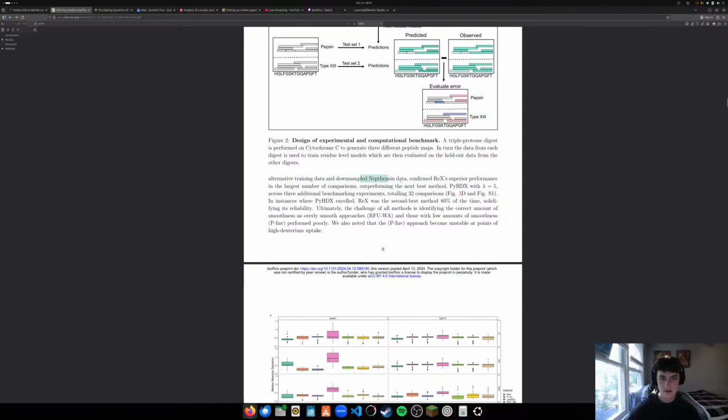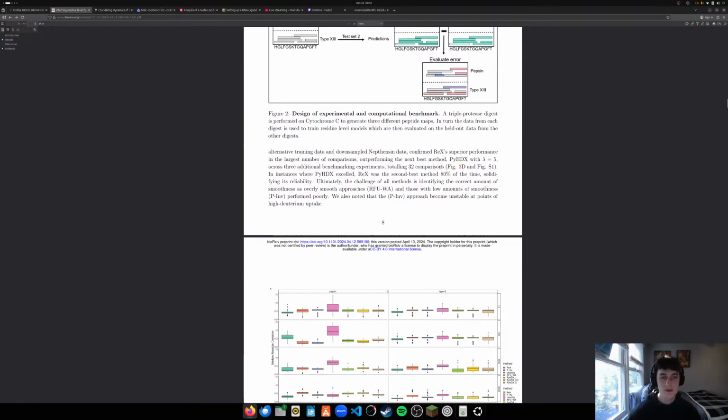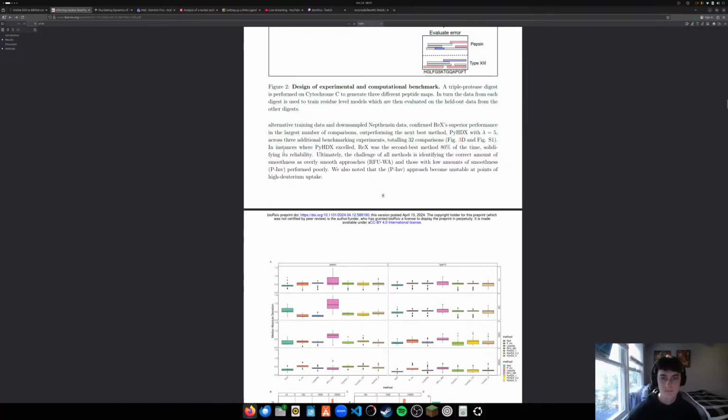Alternative training data and downsampling confirmed superior performance in the large numeric experiment, outperforming the next best model with a lambda 5 across a total of 32 comparisons. I don't know what the lambda means. A second best method 80. So they actually got beat by something. Ultimately, the challenge of all methods is identifying the correct amount of smoothness.